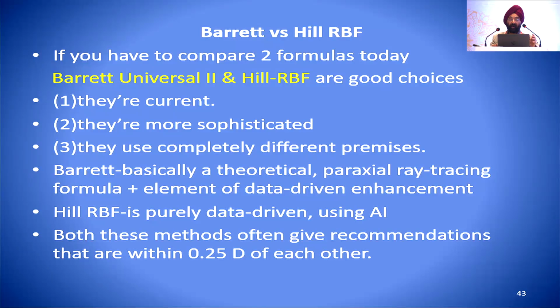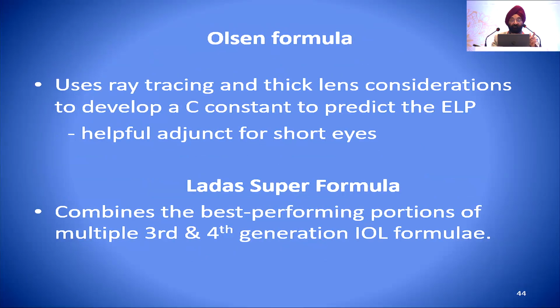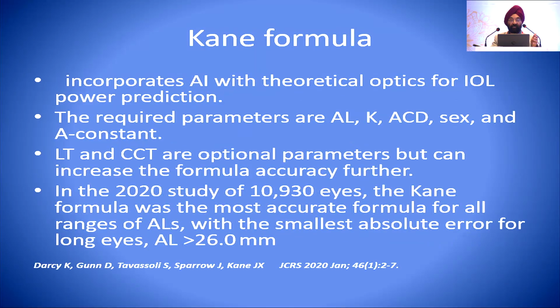Let us compare Barrett and Hill RBF. Both are current, both are sophisticated, although they use different scientific premises, but both will give you recommendations that are within 0.25 diopters of each other. Olsen is another formula which uses ray tracing. Ladas is a very intelligent formula. It combines the best performing portions of multiple 3rd and 4th generation formulas. So you can have accurate results by using the Ladas formula.